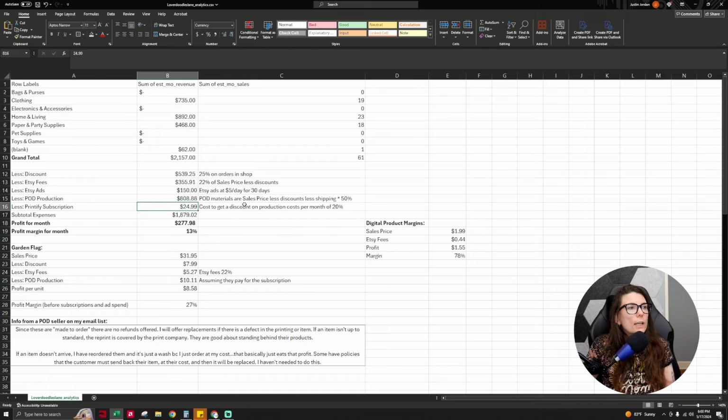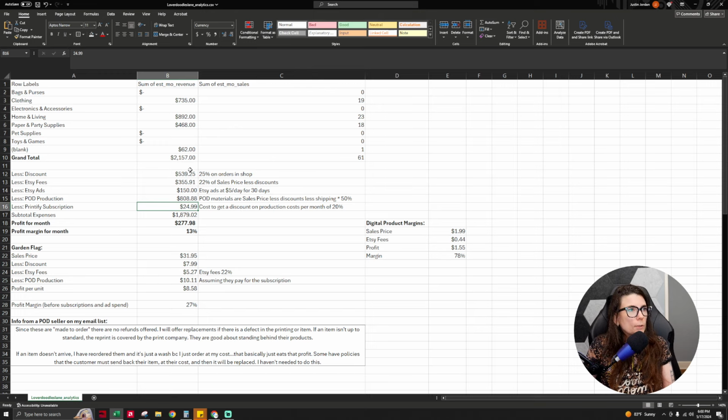So then to get a discount on their production costs, you can get a 20% discount if you spend $25 a month, $24.99, to get a subscription with Printify. So that's what they're probably doing to spend less money overall. Obviously, $24.99 a month is a lot more of a fee to incur if you're selling fewer units. But if you were selling a lot of units, it would be a small price to pay to get a discount on the production costs to partner with Printify. But we're going to assume that they are paying that.